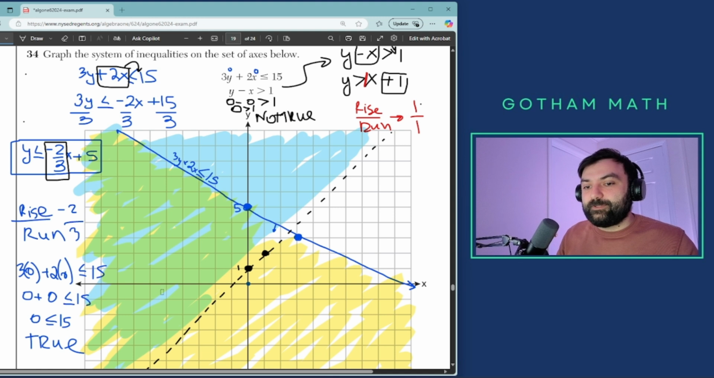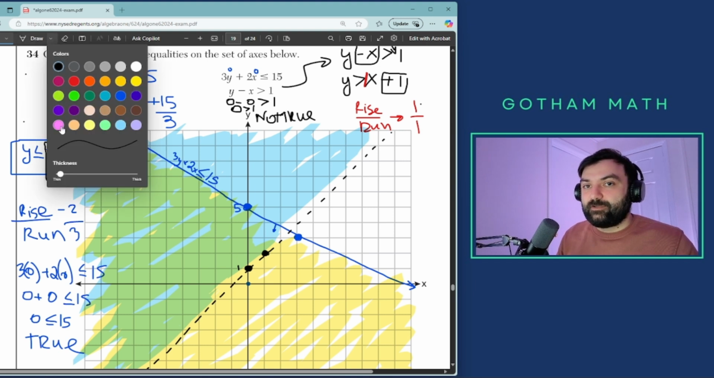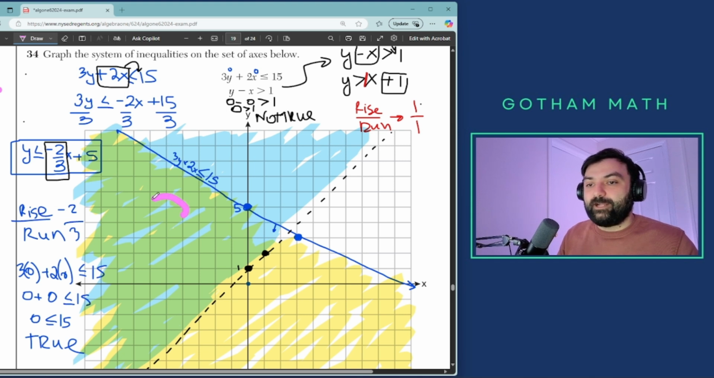Do you see what happens where the shadings intersect? It becomes green. And that's the solution set. Where the double shading occurs, it's the solution set. So I'm just going to take that pretty pink color and put the letter S here, stating that everything that's green now is the solution set. All the points located in the green are the solution set.